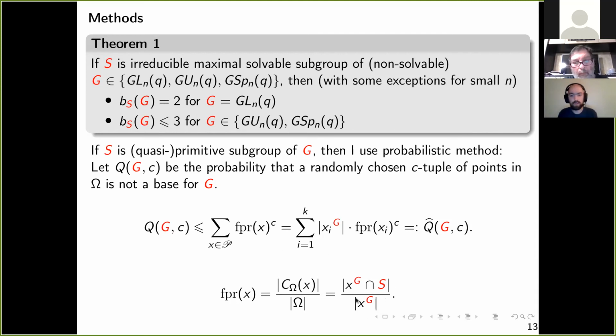We need to know the sizes of conjugacy classes of elements of prime order and the sizes of their intersections with S. And in this case, when S is a primitive subgroup, everything here is under control. So it's actually not that hard to use this method and get it through.